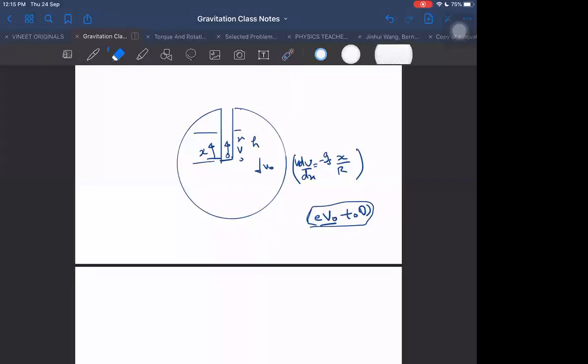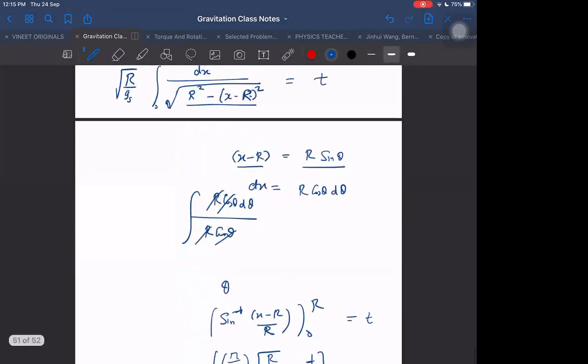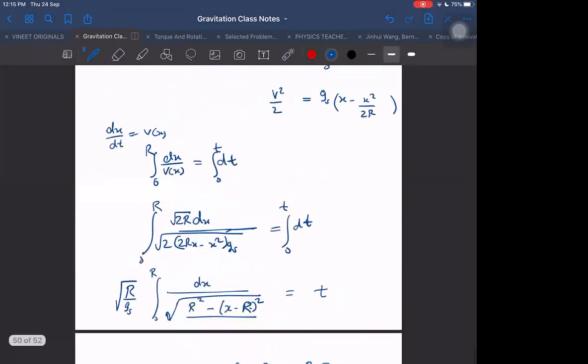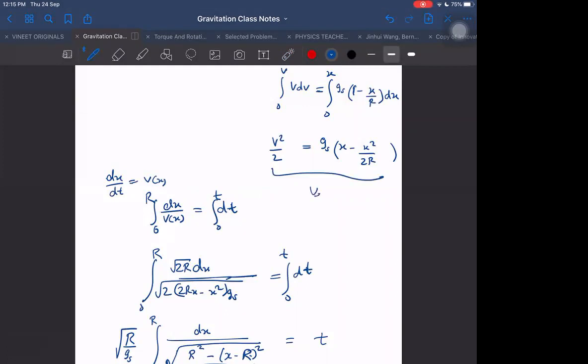If you want, you can prove it. I'm giving it to you as a task. Prove it yourself: will the time again be the same or not? Assume the velocity was v0. First of all, assume some velocity was there. Here I can get the v0 velocity. How to get the v0 velocity? By putting x as r. V is equal to v0 at x equal to r.